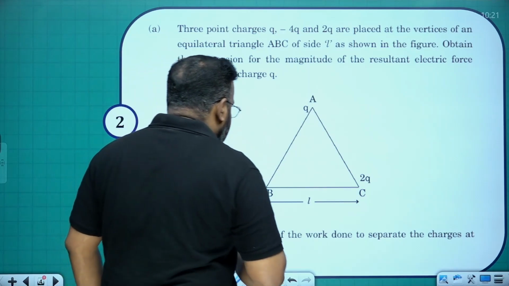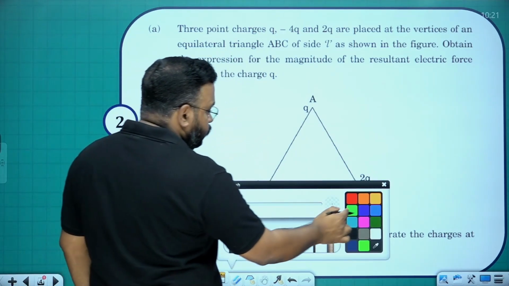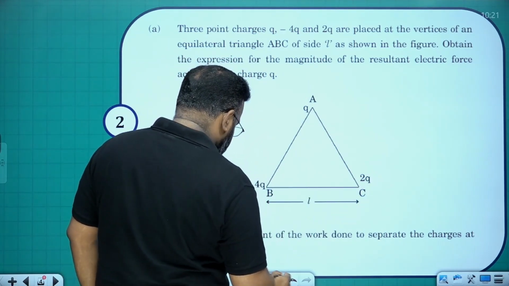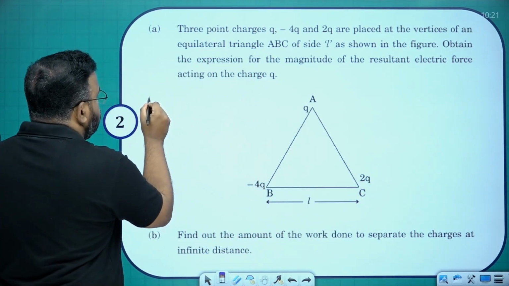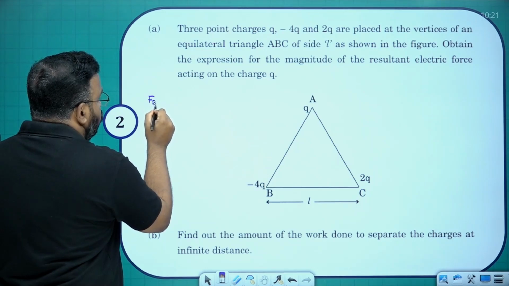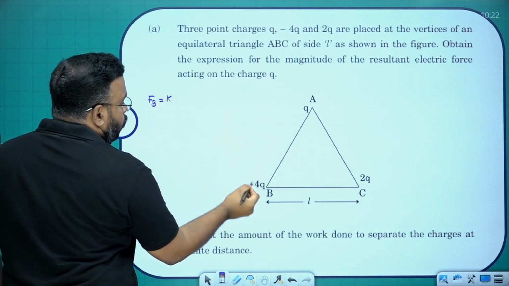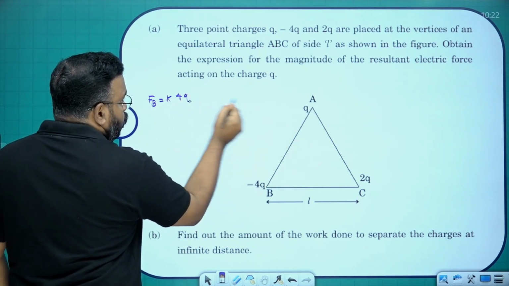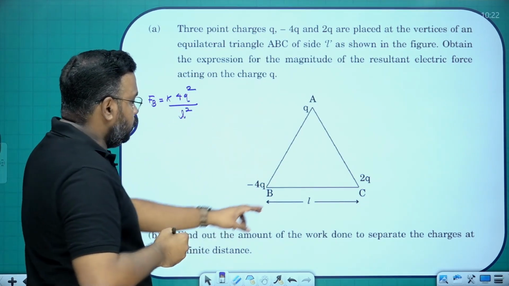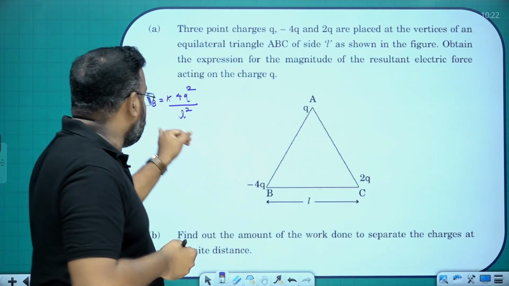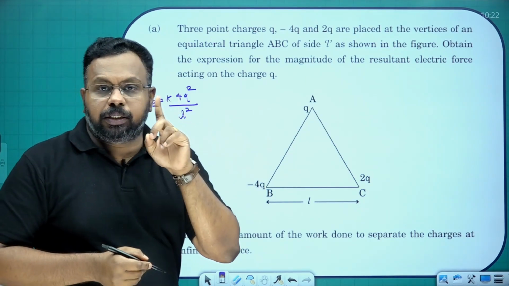So let's find the force between that one first. Let me name it as FB, because the charge is at the point B. So FB is equal to K into 4Q into Q, so 4Q square by L square. Distance is L. This is the force due to FB. Now the direction, be careful.